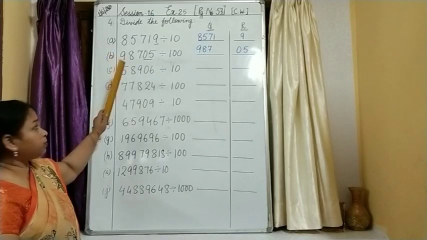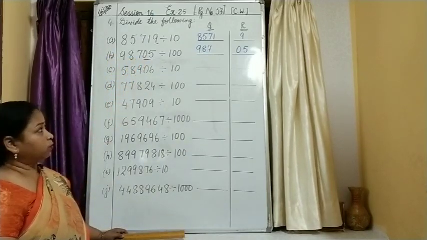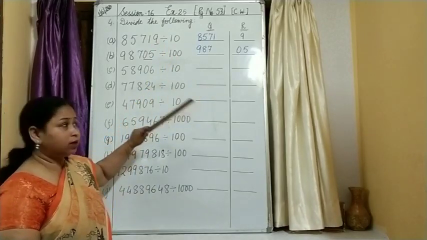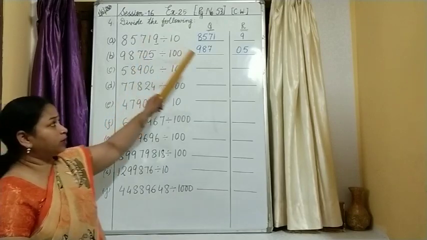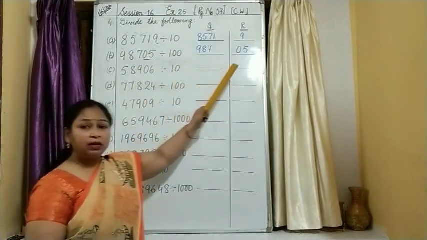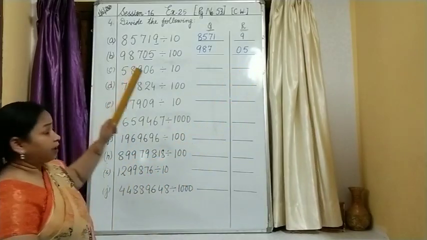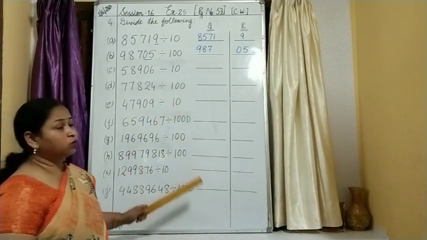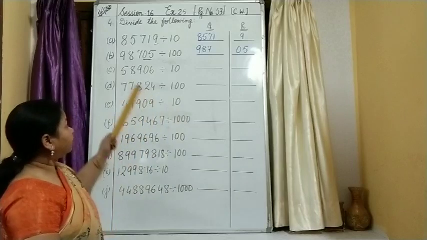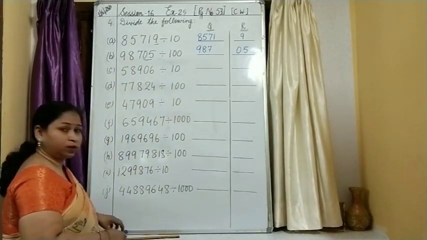Similarly, question B, 98705 is the dividend given to you and the divisor is 100. In 100 how many zeros are there? 2 zeros. So, the last two digits will become your remainder. As you can see, I have underlined 05. Either you can write 05 or you can simply write 5, because you know 0 before a number has no value. And the left out digits will be 987. So, you have written that. What about this one? Let us do it together.